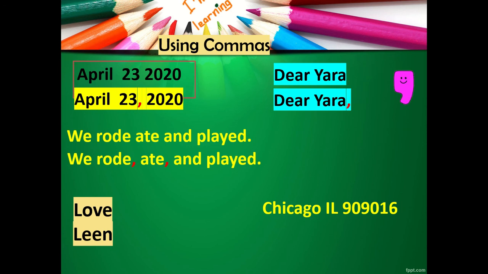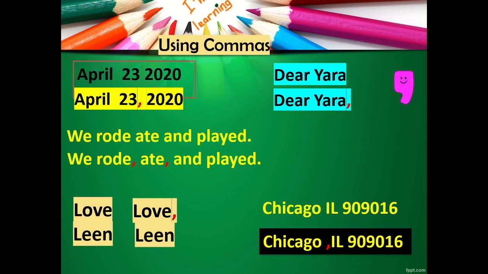Now let's try the next one. We have the closing of a letter. Lovely. So where we're gonna put the comma? Very good. We put it right after the word Love. So I hope some of you guessed the correct answer. Then the last one, we have the address. Chicago, Illinois. So where we're gonna put the comma? Very good. We put it right after the name of the place, Chicago.